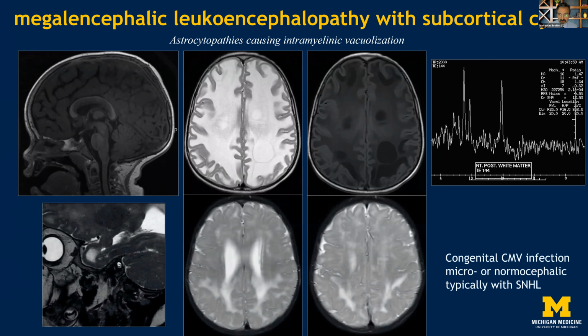In the differential diagnosis is another disease, that is more common, that also presents with extensive white matter abnormalities with subcortical cysts, classically in the anterior temporal lobe, that is congenital CMV infection. Keeping in mind that this disorder has a different clinical phenotype. These patients are micro or normocephalic, and classically they present with sensorineural hearing loss, helping us in differentiating these two disorders.